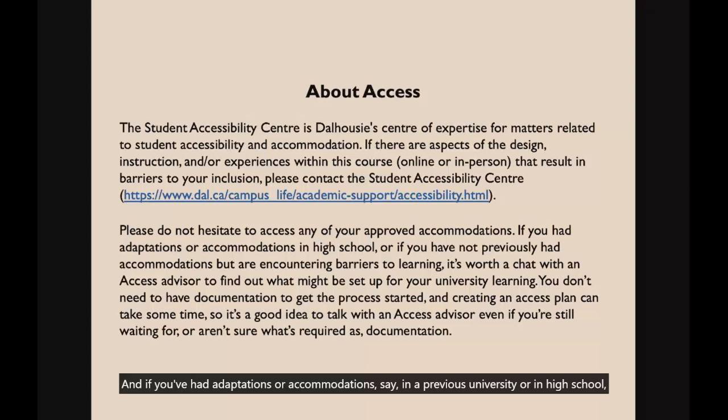And if you've had adaptations or accommodations, say in a previous university or in high school, and you're not sure about getting those in place at DAL, it's worth making an appointment with an access advisor as soon as possible, because the process takes some time. So get started even if you don't yet have the documentation you need, or even if you're not sure what that documentation is going to be. Just get started.